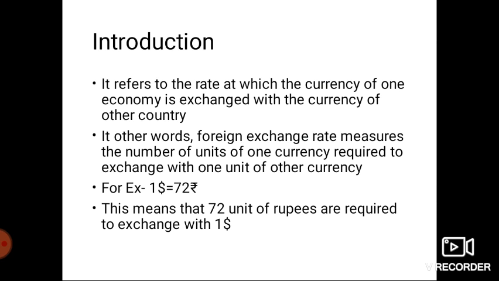In this chapter we are going to discuss how the exchange rate is determined and why the dollar is 75 rupees and the different currencies have different values, how this happens, and what are the basic things for this. We are going to discuss in this chapter.